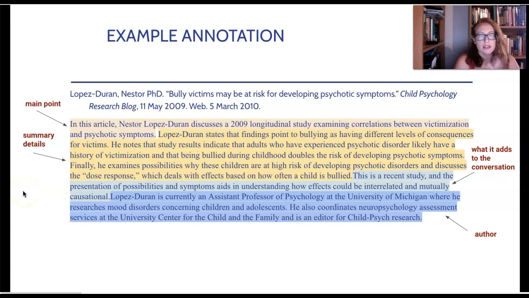Okay, so here is another example annotation, just to point out what I mean by this strong first sentence. In this article, you have Nestor Duran Lopez discusses a 2009 longitudinal study. They've got the name of the author, the kind of text, the year the study was conducted, and then the main point. It's all there in the first sentence. And then the several summary details that break it down.